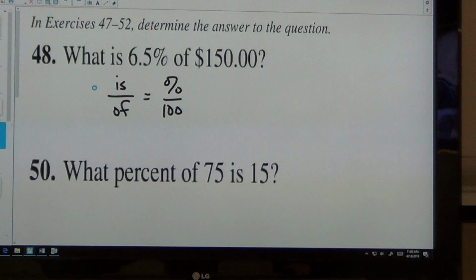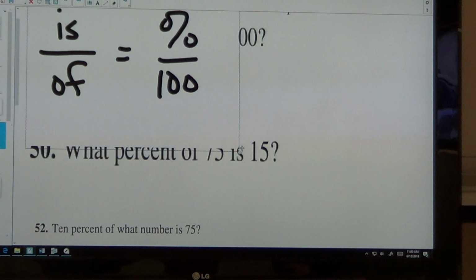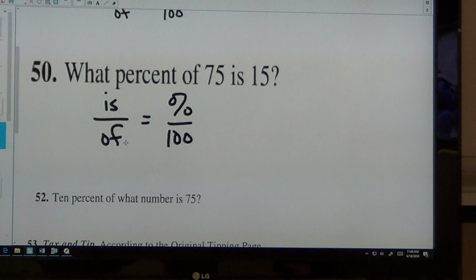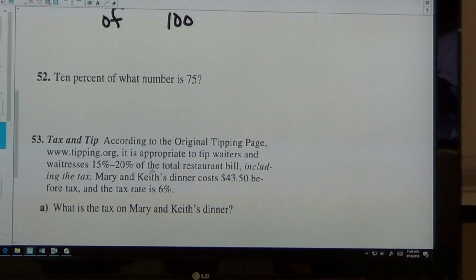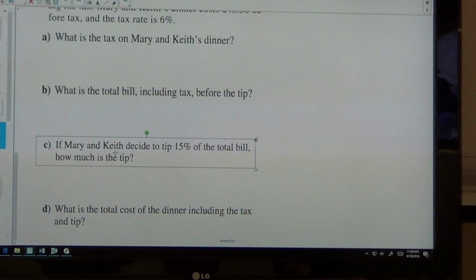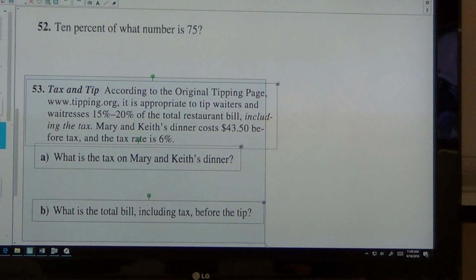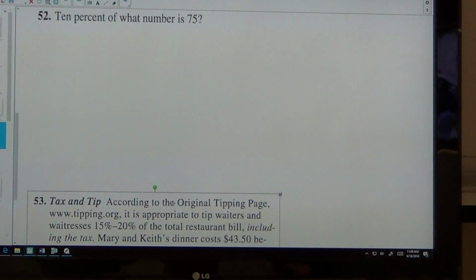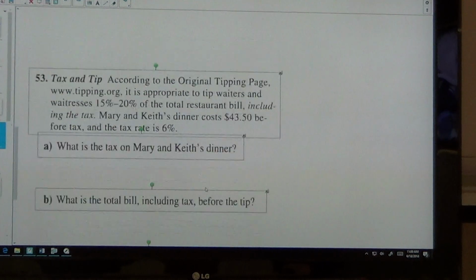What is 6.5% of 150? And we're going to do several of these because setting them up, I'm coming. I'm going to move this down. Okay.